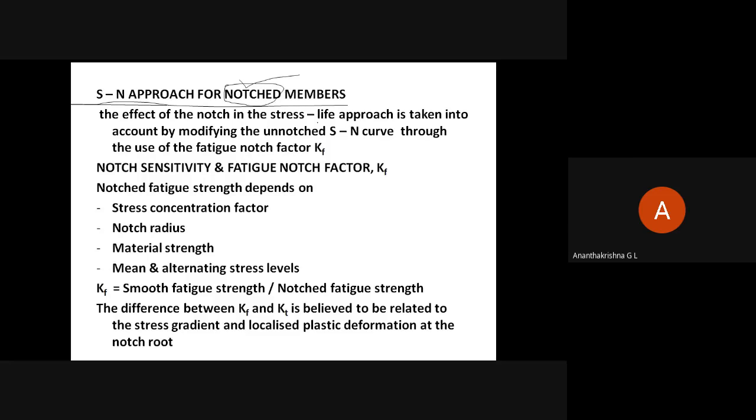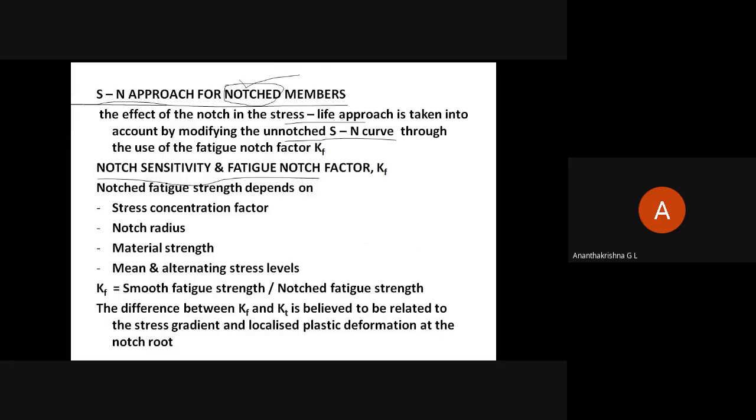The effect of a notch in the stress life approach is taken into account by modifying the unnotched S-N curve. This we have learnt already. That is modification of the unnotched specimen with the notched specimen, then with the notch sensitivity factor.